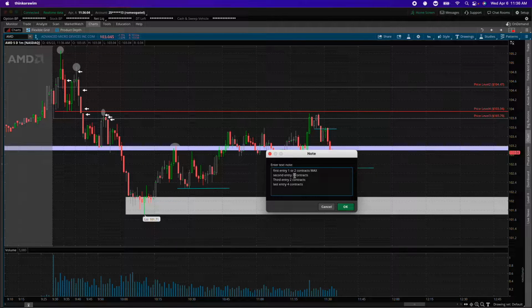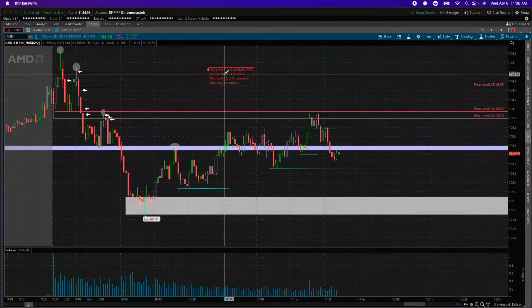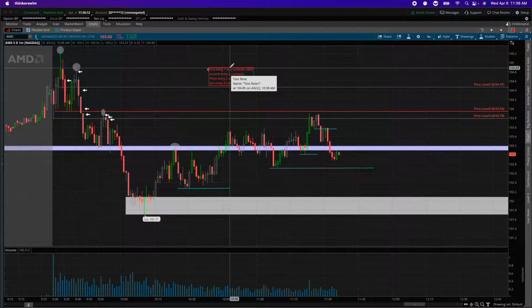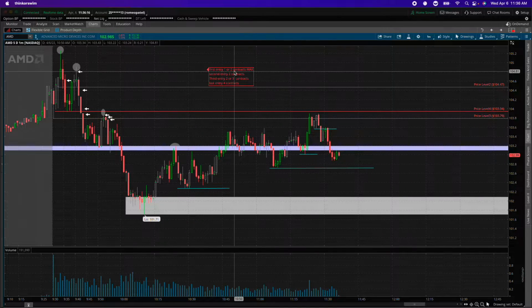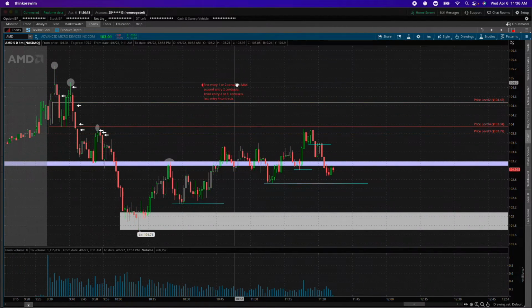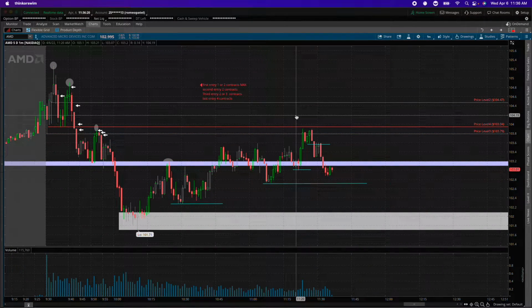If you only got 1 here, then this third entry will be 2 or 3 contracts. That is how I do my contracts, right? I don't do anything else different. This is how I do my contracts. I have that written out for you guys right here. First entry, 1 or 2 contracts, max. Second entry, 2 contracts. Third entry, 2 to 3 contracts.